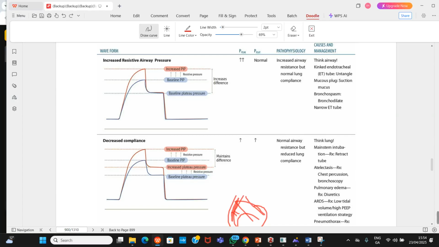Now, if you go to this image, this is the change that has happened. Do we think that the plateau pressure has changed in this person?